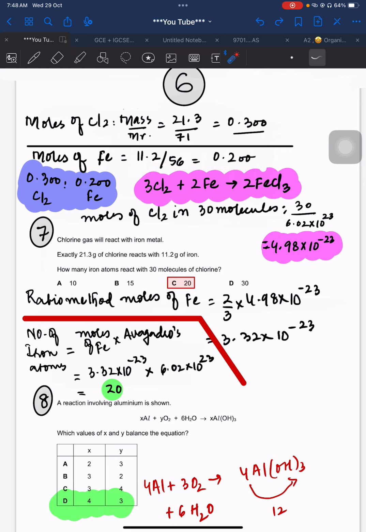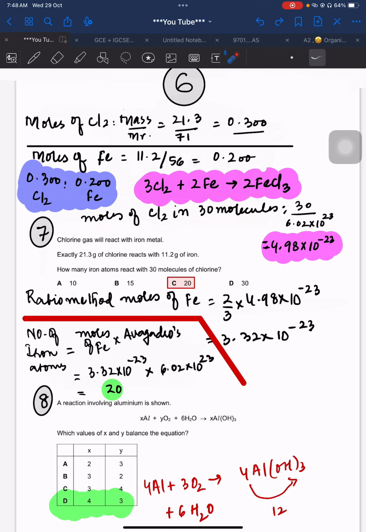So we have the moles of Cl2 and we have the moles of Fe as well. What is the ratio between 0.3 of Cl2 and 0.2 of Fe? That is 3:2. According to this molar ratio, we have just developed a balanced chemical equation between iron and Cl2, which is 3Cl2 plus 2Fe giving you 2FeCl3. Now it is the moles of Cl2 in 30 molecules which we are going to calculate.